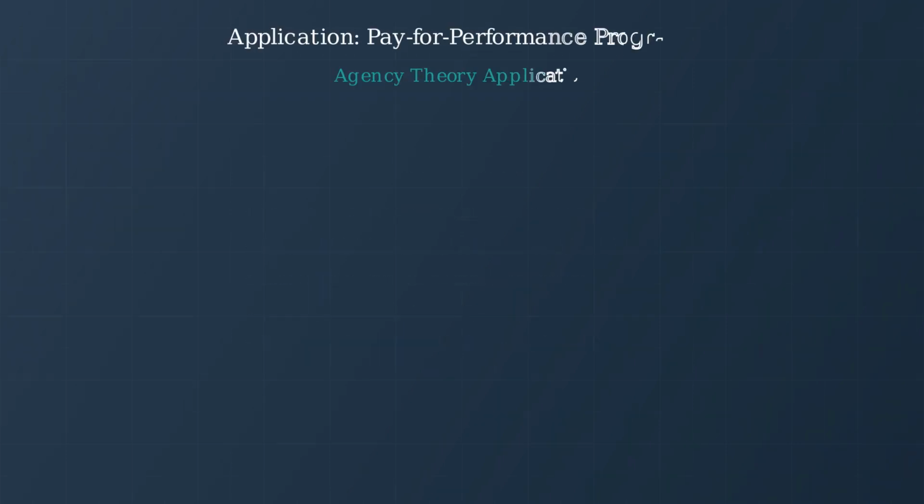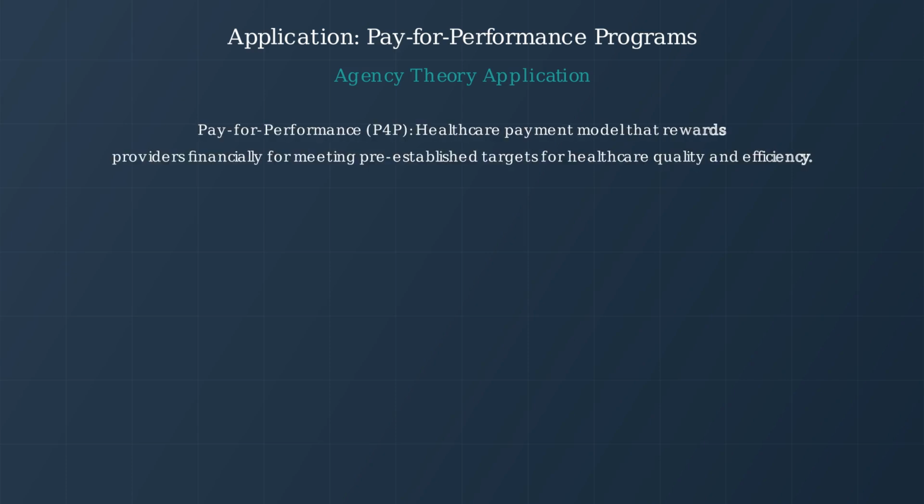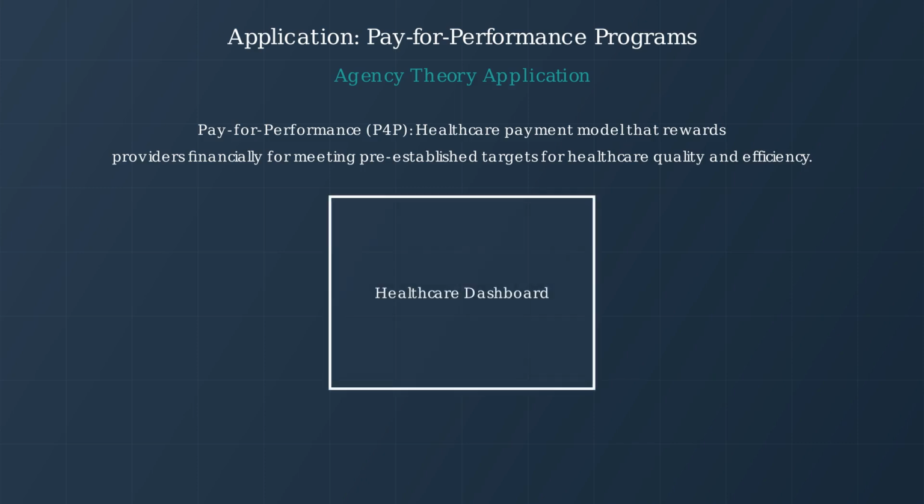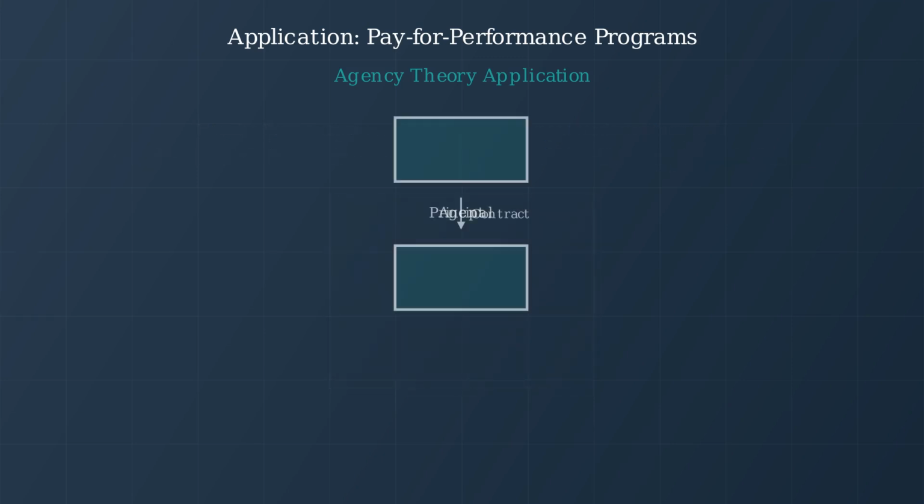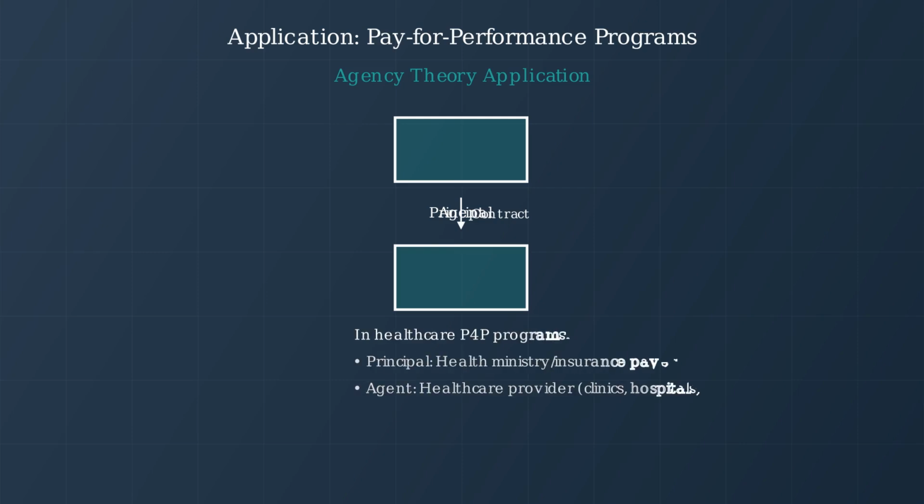Pay-for-performance programs are a practical application of agency theory in healthcare settings. Pay-for-performance, or P4P, is a healthcare payment model that rewards providers financially for meeting pre-established targets for healthcare quality and efficiency. This model exemplifies the principal-agent relationship central to agency theory. The principal, typically a health ministry or insurance payer, contracts with an agent, the healthcare provider, to deliver specific health outcomes.